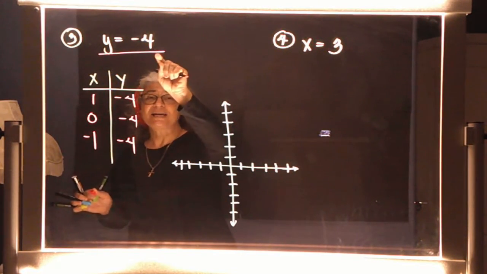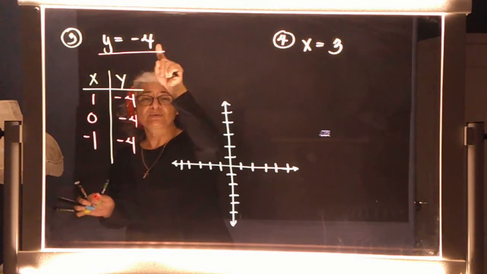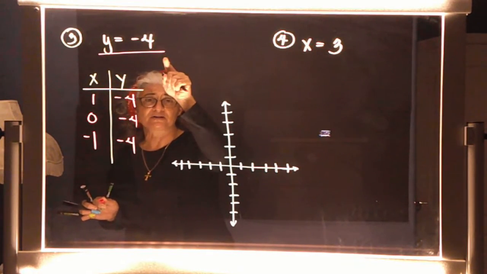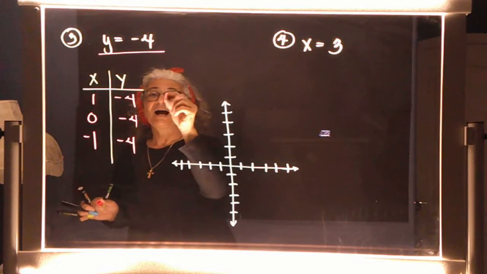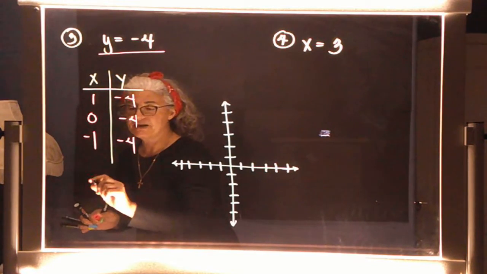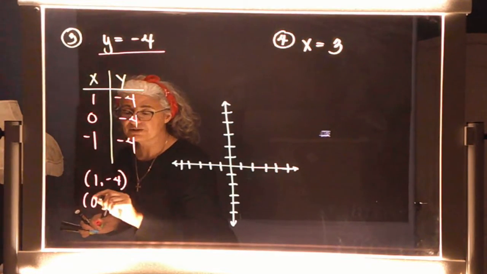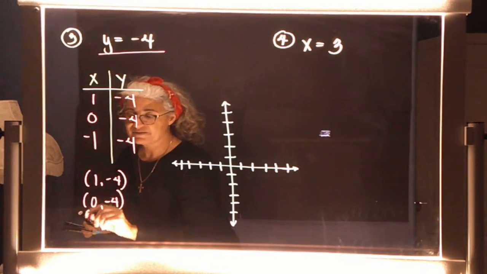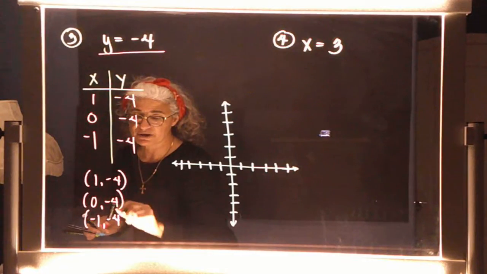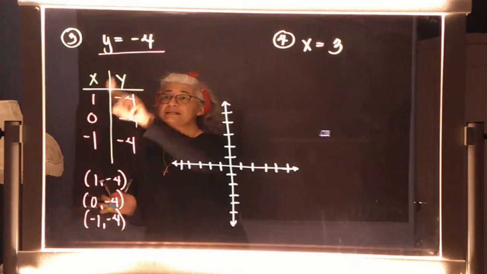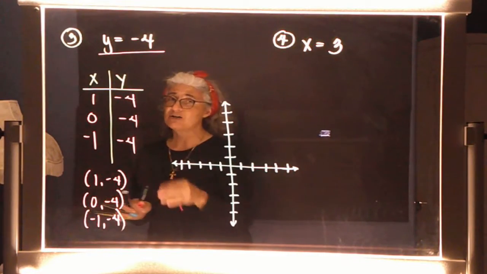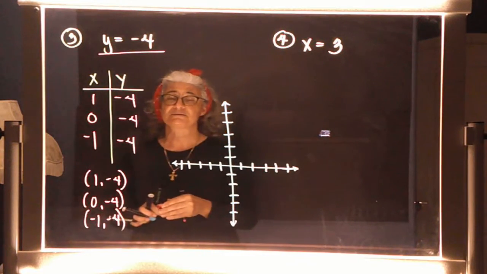This equation says no matter what x is, y will always be -4, which means I'm going to write them down here. I've got the point 1, -4. I've got the point 0, -4. And then I've got the point -1, -4. It doesn't matter what x is for this equation, y is always going to equal -4.